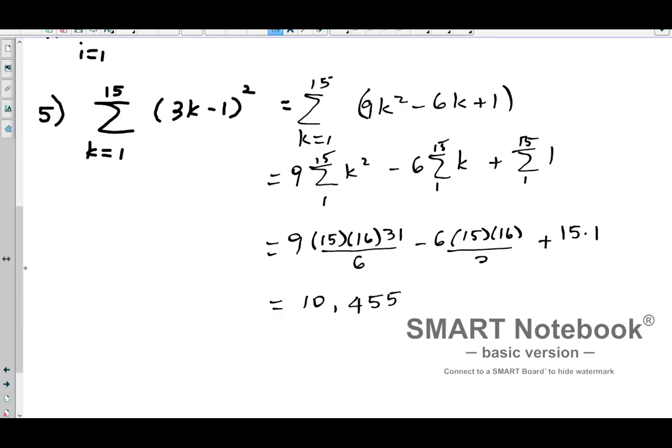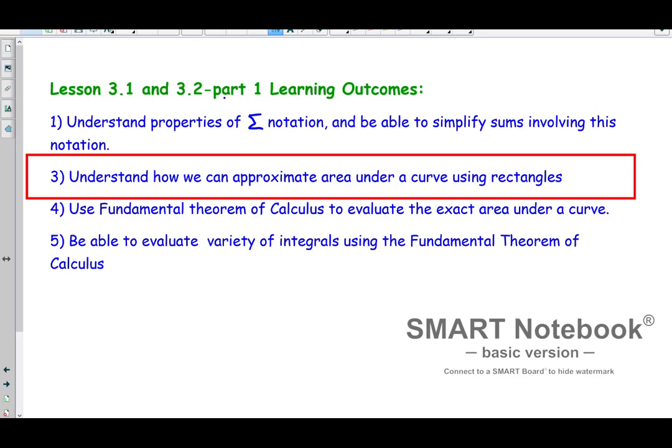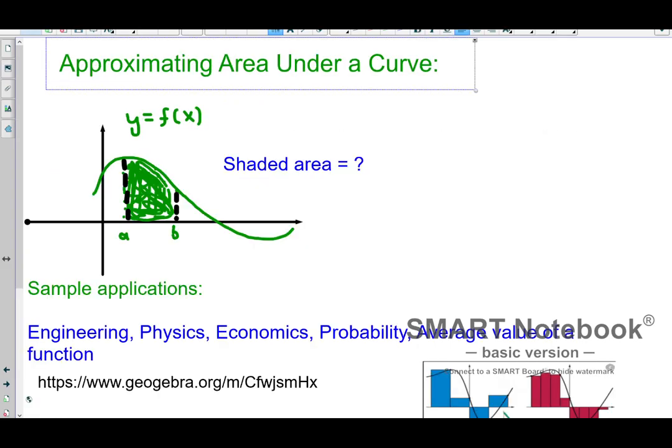Okay, so we are one step closer to our goal of approximating area under a curve now that we're well equipped with all the different properties of sigma and how to simplify sums. So now we're going to tackle approximating area under a curve. So the typical question is going to be something like this. Find the shaded area under the curve f of x over the region from a to b, a finite region over the x-axis. And at the moment, we're only going to worry about positive curves, curves that are above the x-axis.